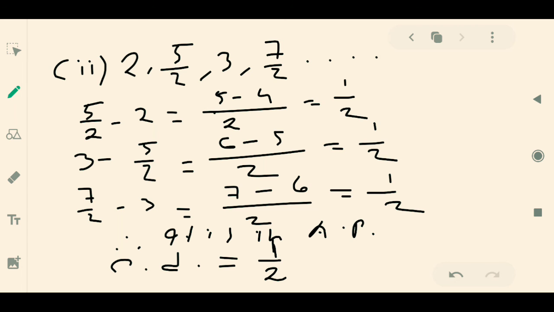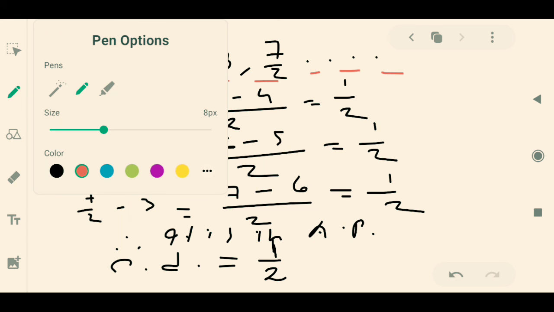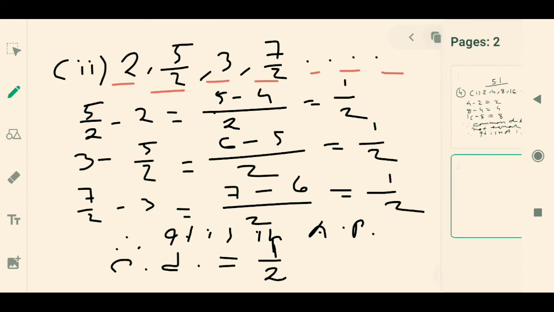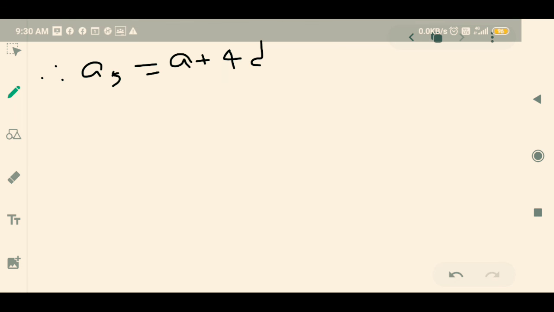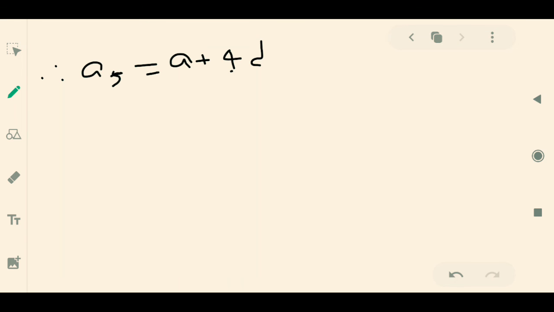So up to which term is given? The first one is called A, then A2, A3, A4 are given, and we need to find out A5, A6 and A7. Till A7 we have to find out. Since it is in AP, we will find till A7. So now I will find A5. A5 is equal to A plus 4D. Here, for 5, one less, 4 will be there.